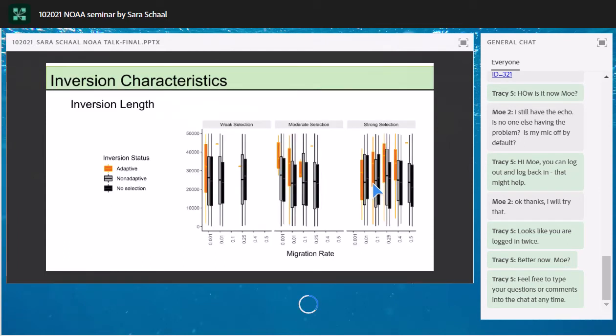And then looking at their length, so this is the same type of plot, we see that adaptive inversions on average do have a longer length compared to non-adaptive inversions and no selection simulations. So again, this is corroborating empirical evidence, where inversions tend to be large when they're adaptive, when they're found empirically.